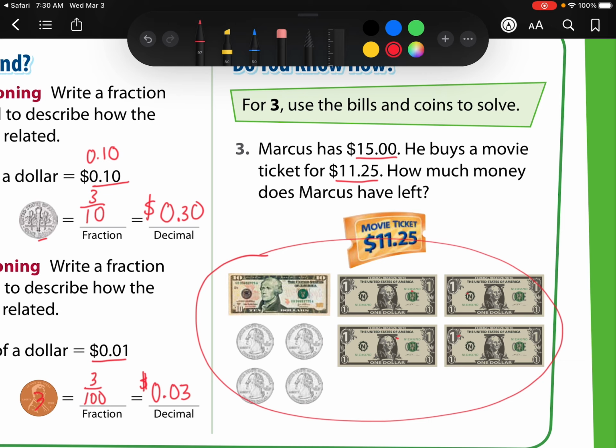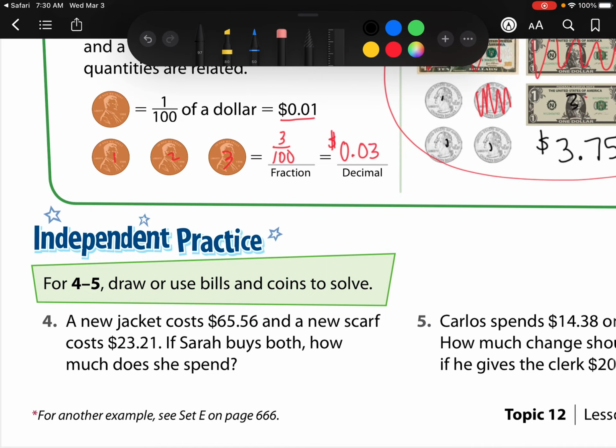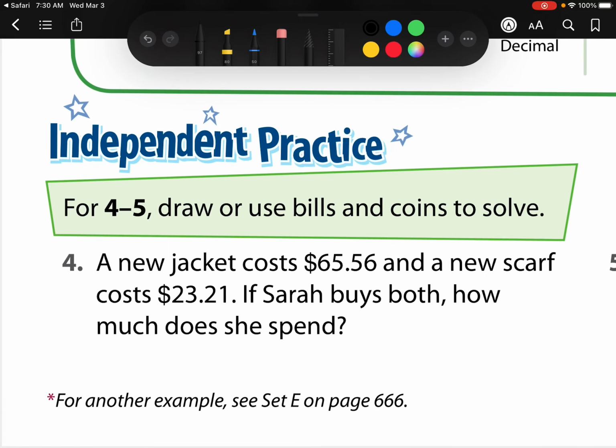So let's use the money first. He spent 11, so this one's gone and this one's gone. And then he spent 25 cents. So there's our 11.25. So how much does he have left? He has $1, $2, $3. And then we see he has 25, 50, 75 cents. So he has $3.75 left, which means he has enough to get absolutely nothing from the concession stand, because we all know how expensive movies are.